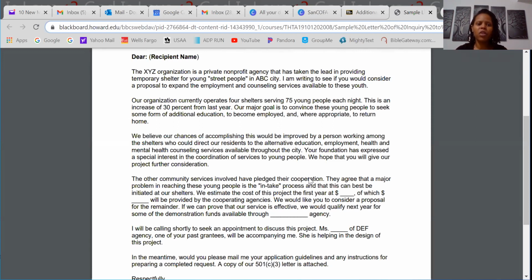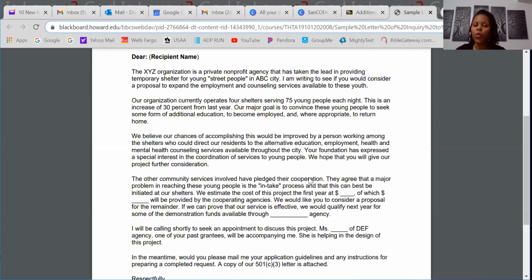Okay. Moving on to the third paragraph, it says, we believe our chances for accomplishing this would be improved by a person working among the shelters who could direct our residents to the alternative education, employment, health, and mental health counseling services available throughout the city. Your foundation has expressed a special interest in the coordination of services to young people.